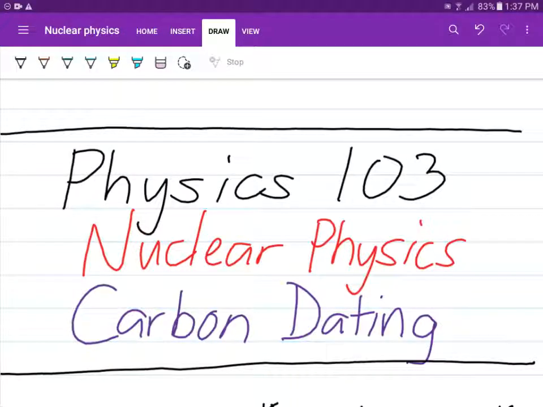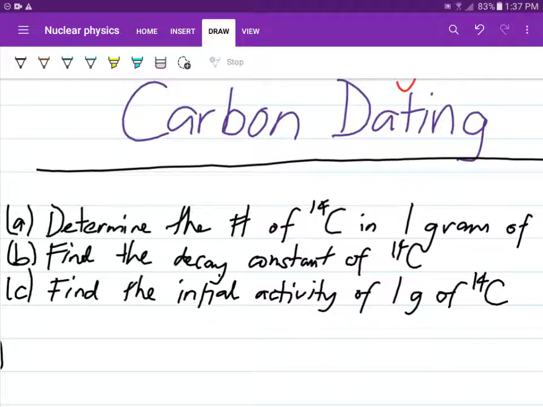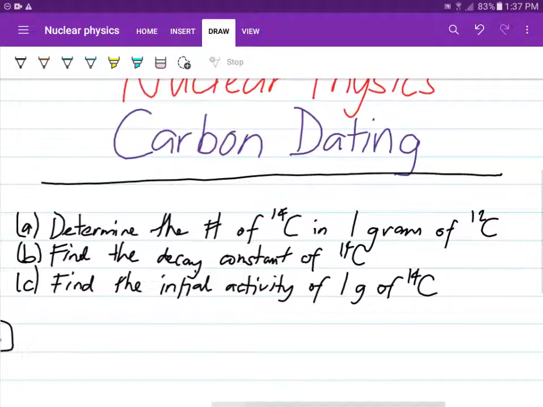Hello, this is Phys103. This is on nuclear physics, and here we are going to work out examples on carbon dating. So for A, we have to determine the number of carbon-14 atoms in 1 gram of carbon-12. Next, we will find the decay constant of the carbon-14 atoms. And last, we will find the initial activity of 1 gram of carbon-14.